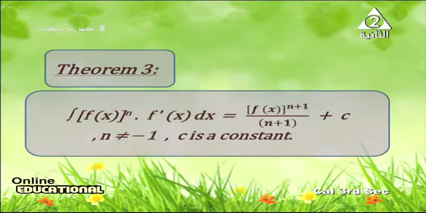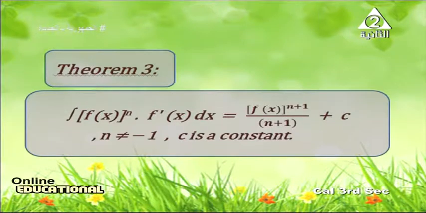Theorem number 3. Integration of (f of x) all to the power n multiplied by f dash x dx equals. Now we have a function between two brackets and the bracket to the power n, multiplied by the derivative of the function between the two brackets. F dash is the derivative of f of x.